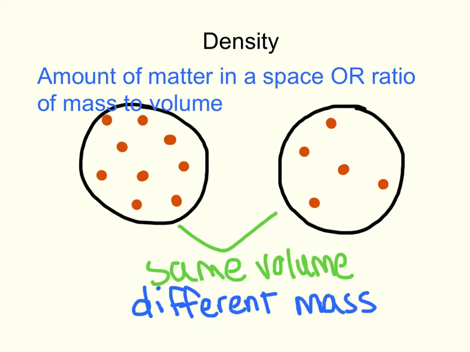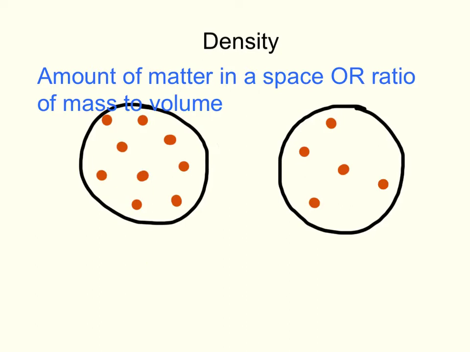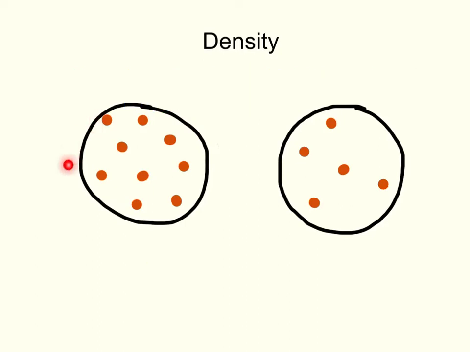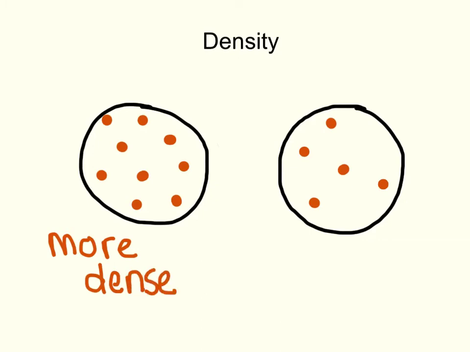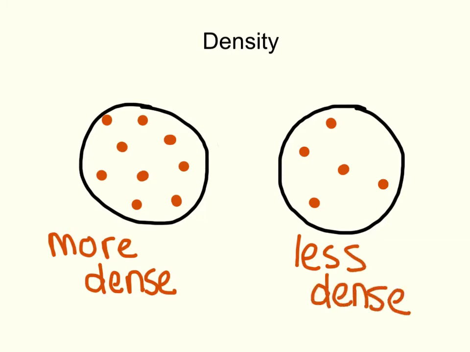The object that's on the left in this diagram, this circle right here, is considered to be more dense than the object on the right. This is because it has a greater number of particles in this amount of space than our second object. Objects that are more dense feel heavier than objects that are less dense.